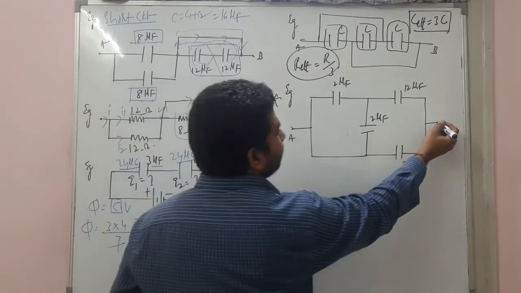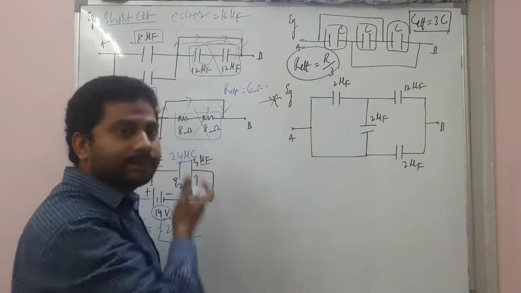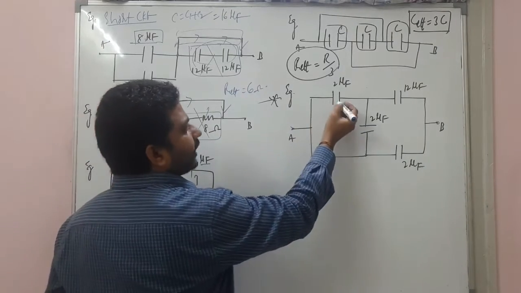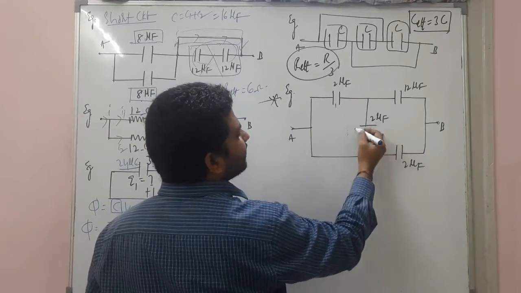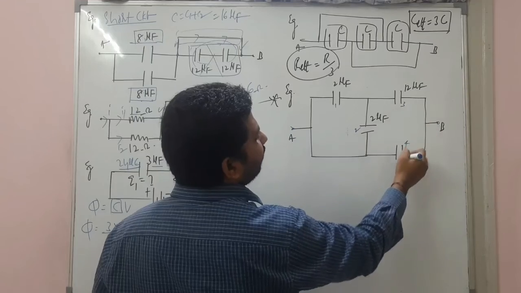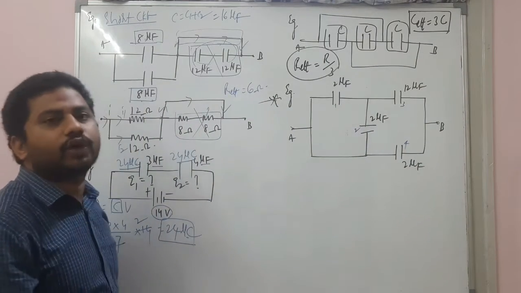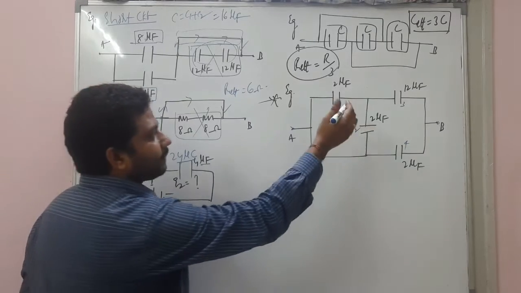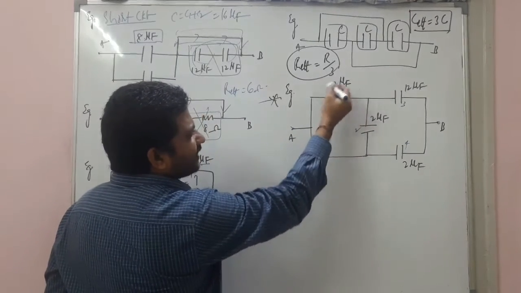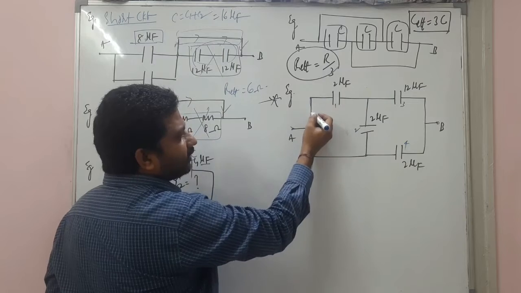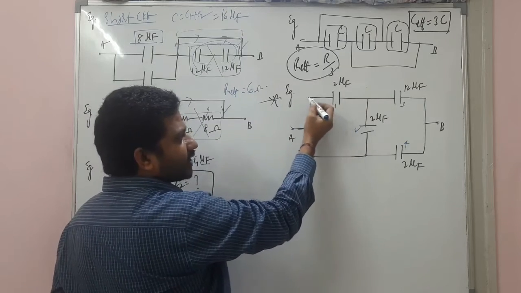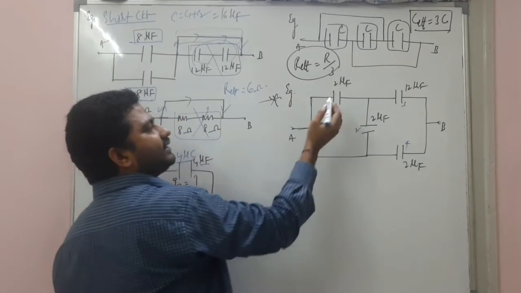So this is A and this is B points. So let's talk about this is first one and this is second and it is third and it is four. There are four capacitors connected. The easiest way of solving this question. Look at this. The first capacitor is connected between A. See, there is no other capacitor. Directly you can consider that.